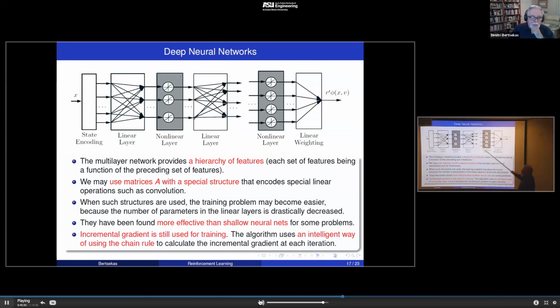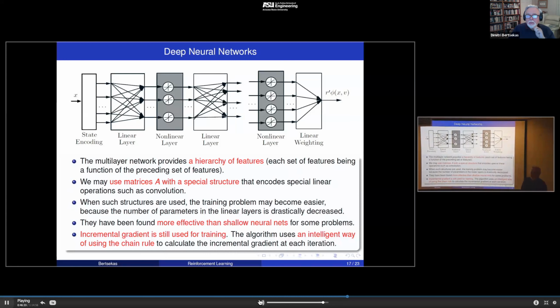Okay, now one thing about deep neural networks is in order to use the incremental gradient method, which is still the most popular, you have to calculate gradients that propagate all the way through this complicated structure. How do you calculate these gradients? Well, with a single layer, it's pretty straightforward to calculate the gradient with respect to the parameters. But here, you have this concatenation of layers, this composition of functions, and you have to use the chain rule to calculate the gradients with respect to the parameters of each one of those.